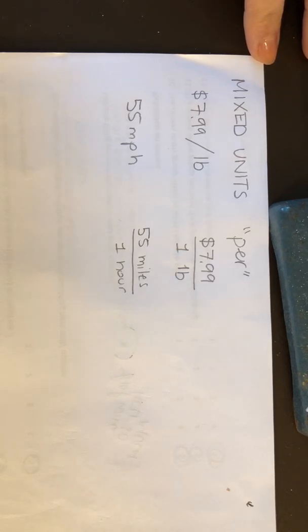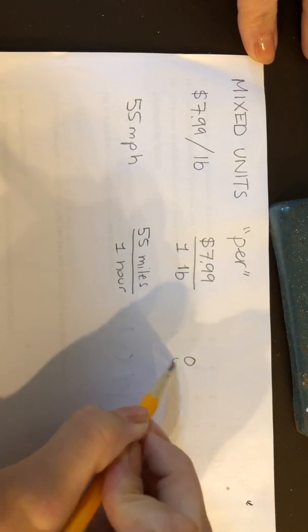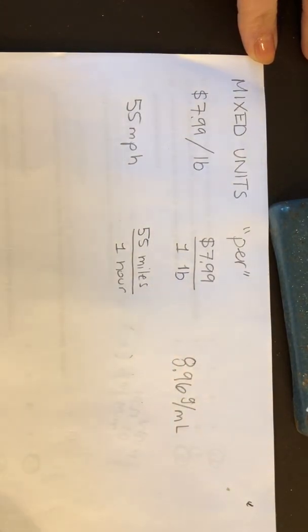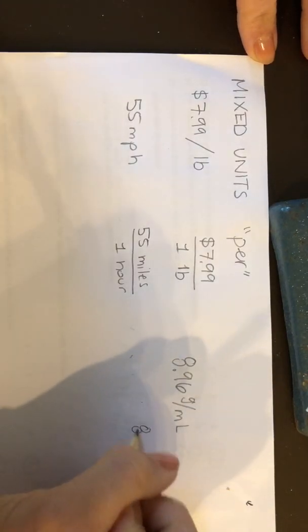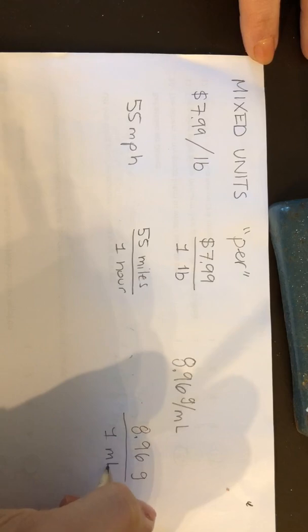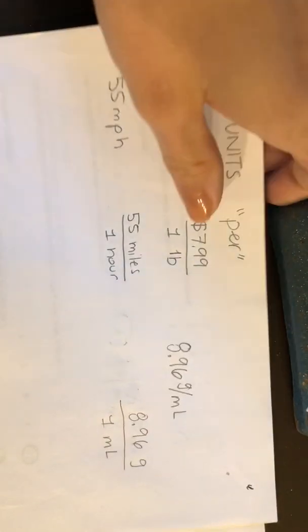Density is another mixed unit common in chemistry. For example, the density of copper is 8.96 grams per milliliter. So writing that out as a conversion factor, split up the grams from the milliliter. Most often, the number on bottom is a 1. So let's use an example of this in a problem.